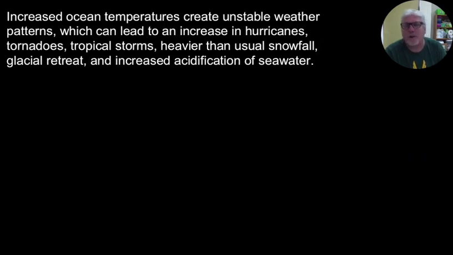All right, so increased ocean temperatures can cause unstable weather. We get more hurricanes, tornadoes. We can have a lot of rain in Tennessee as a result of this. More snowfall, glaciers that are retreating, melting, okay?